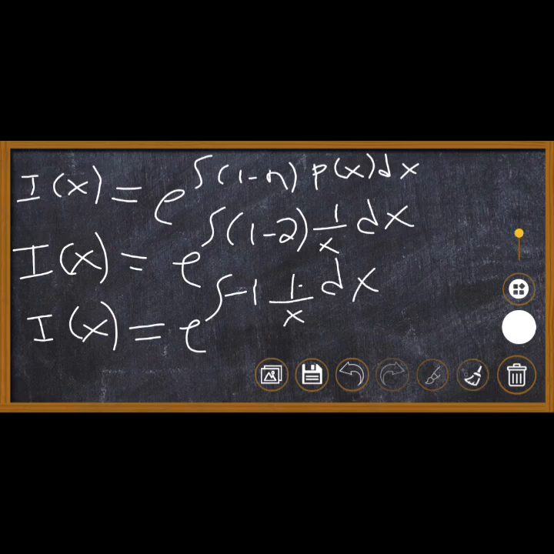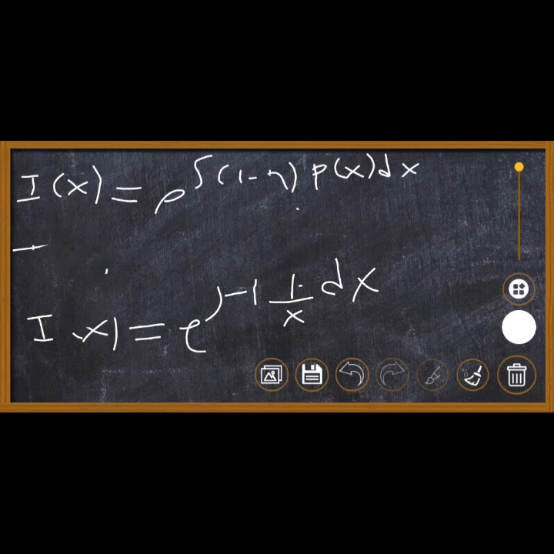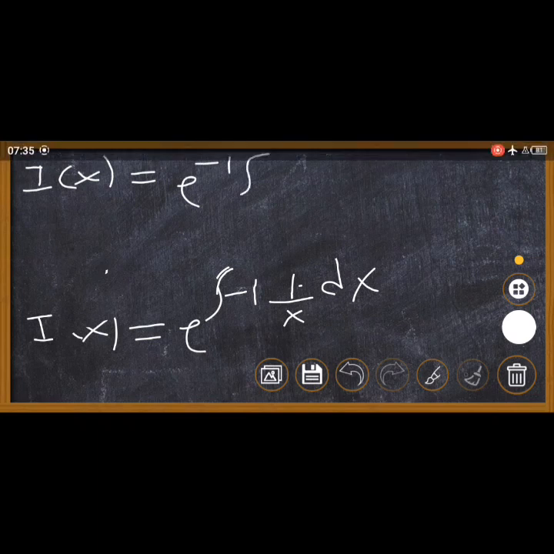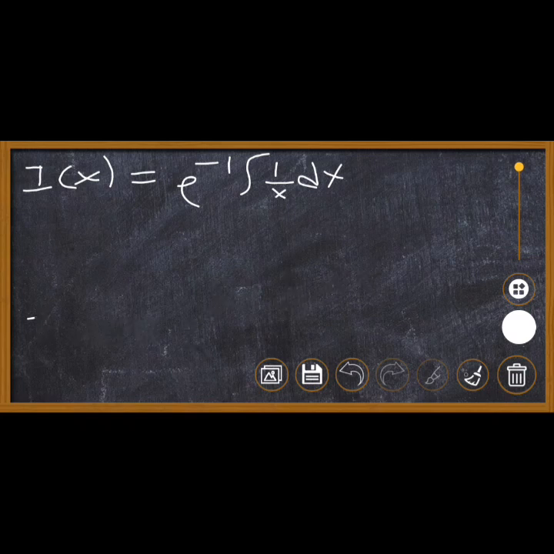So let me just wrap the top part here. This is the simplified expression or equation that we have. So our integrating factor is going to be e to the power of. We know that a constant number, whenever you are integrating, can be written outside the integral. So it's going to be negative 1 times the integral of 1 over x dx. So what is the integral of 1 over x? According to the rules, the integral of 1 over x is simply ln of x.